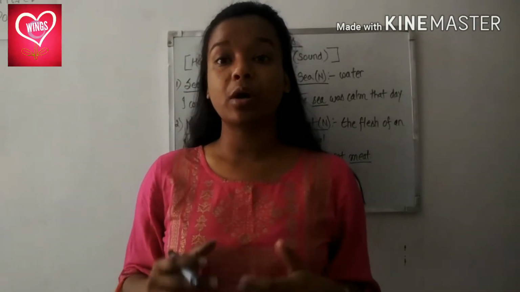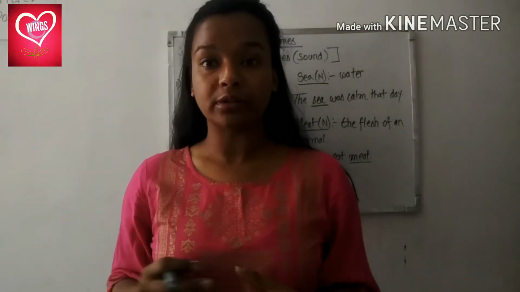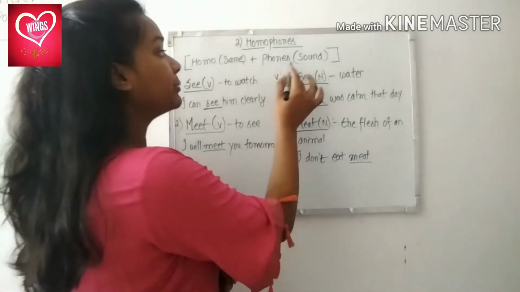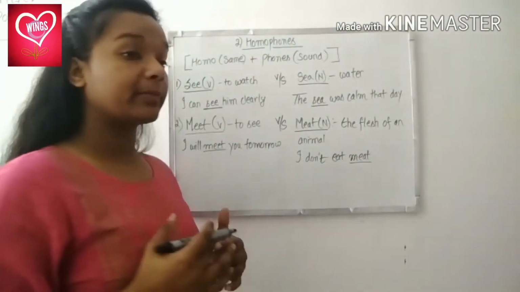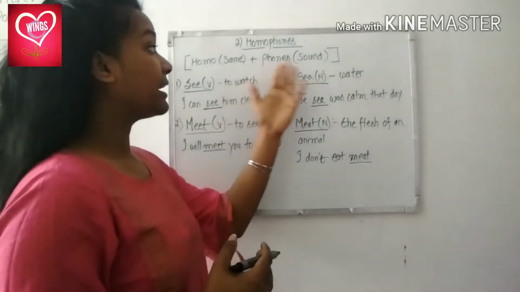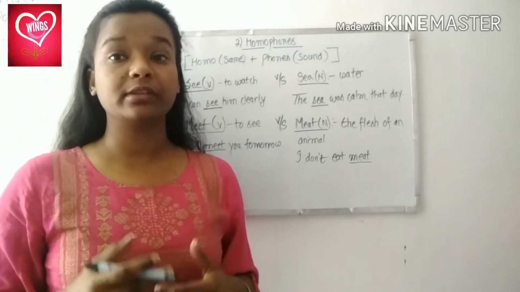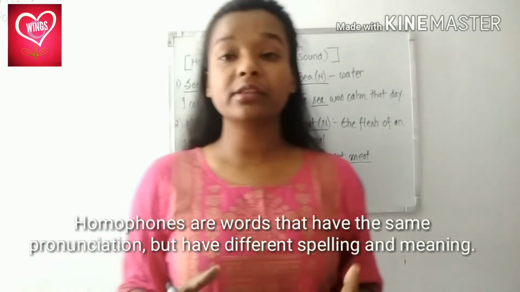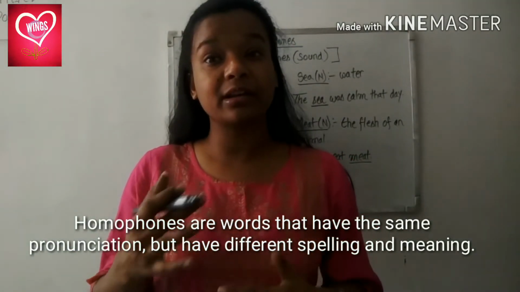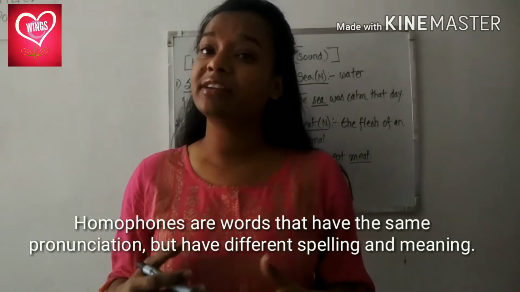The second type is homophones. This word is also made up of two root words, homo plus phones. Homo means same and phones means sound. That means the words which have the same sound. Thus, the definition of homophones is: homophones are the words which have the same pronunciation but have different spelling and different meaning.